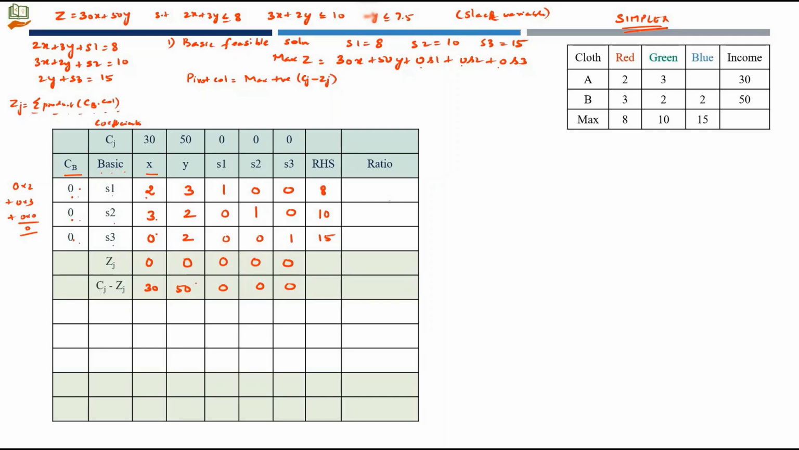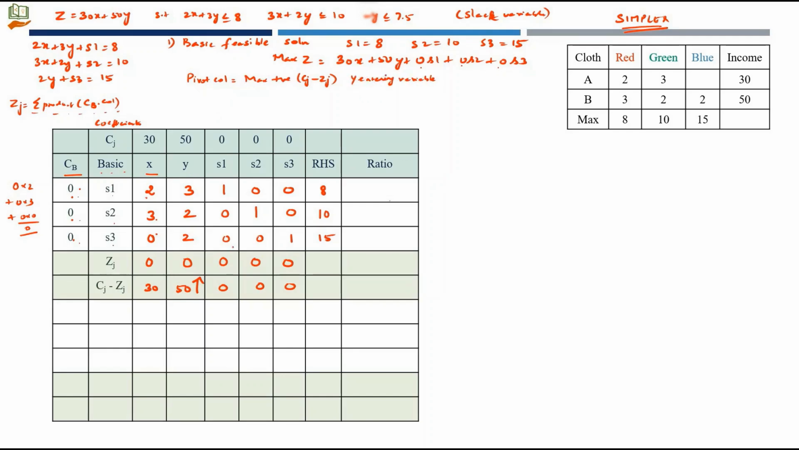So which is the maximum value here? Out of 30 and 50, 50 is the maximum value. So this will be the pivot column. And in fact we can say y is entering the next iteration. So this says y is the entering variable.